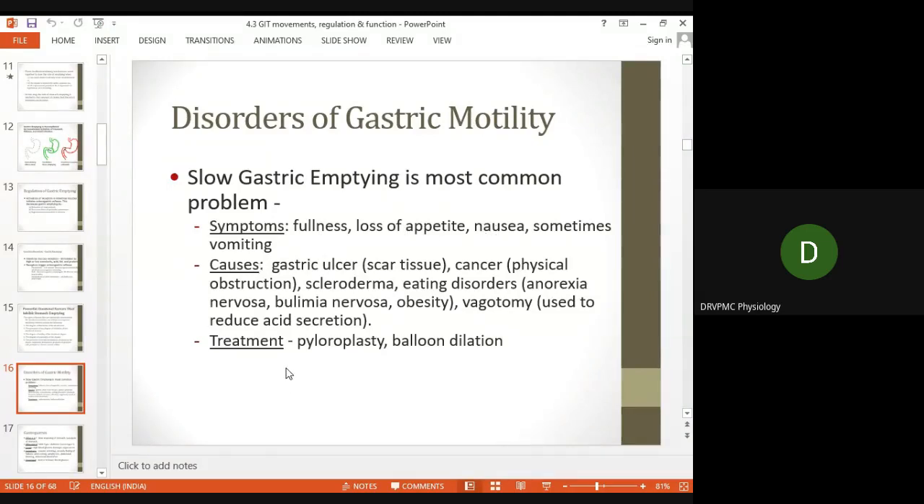How do you treat these patients? Treatment includes pyloroplasty, the surgical treatment of the pylorus, in which the pylorus is cut open, and it allows for proper gastric emptying.